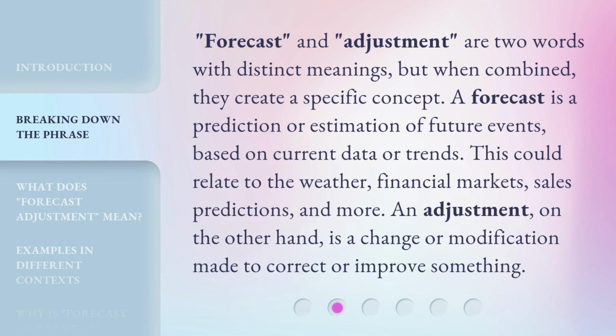Forecast and adjustment are two words with distinct meanings, but when combined, they create a specific concept. A forecast is a prediction or estimation of future events, based on current data or trends. This could relate to the weather, financial markets, sales predictions, and more. An adjustment, on the other hand, is a change or modification made to correct or improve something.